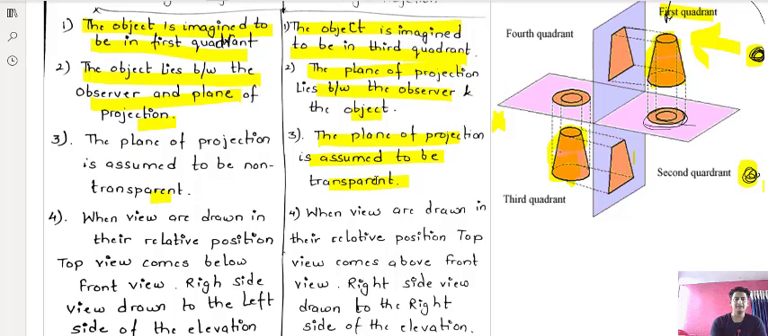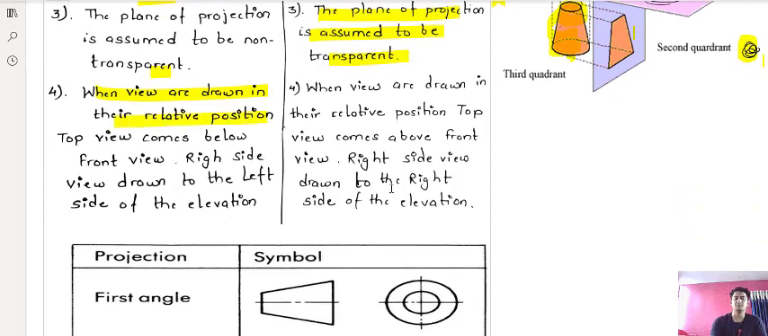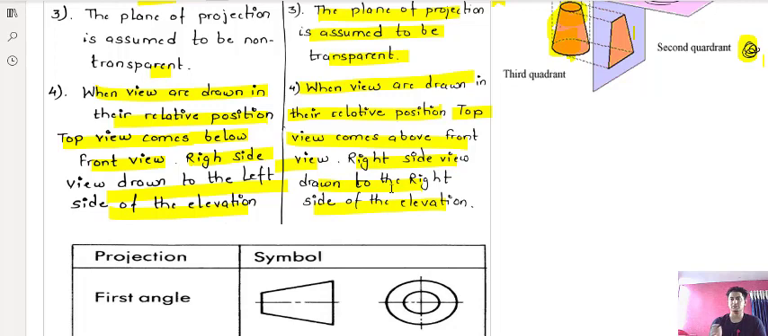Now the fourth one says that when views are drawn in their relative positions, in first angle projection the top view comes below the front view, that I have told you. The front view comes on the top, the top view on the bottom, and the right hand side view is drawn to the left side of the image. In third angle projection, when views are drawn in their relative positions, the top view comes above the front view, and the right side view is drawn on the right side of the image. So this is the difference between first angle projection and third angle projection. I hope you guys are clear with the concept.